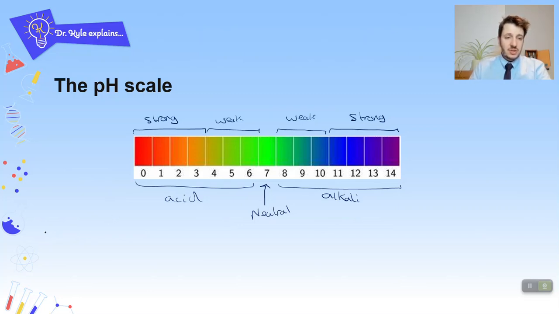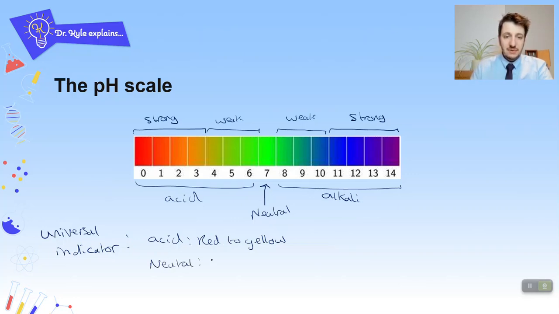And you also need to know that universal indicator is an indicator that is used to determine, or give an indication at least, whether something is an acid or an alkali. Now, in universal indicator, acids will turn red, kind of from orange to yellow. So yellow meaning kind of a weak acid, red meaning a stronger acid, orange in the middle. Neutral is 7, so that's green.